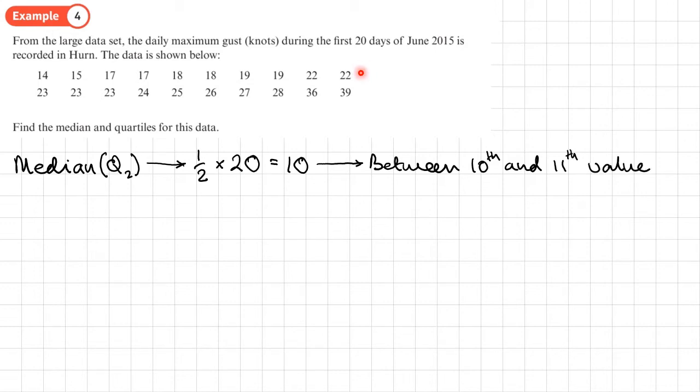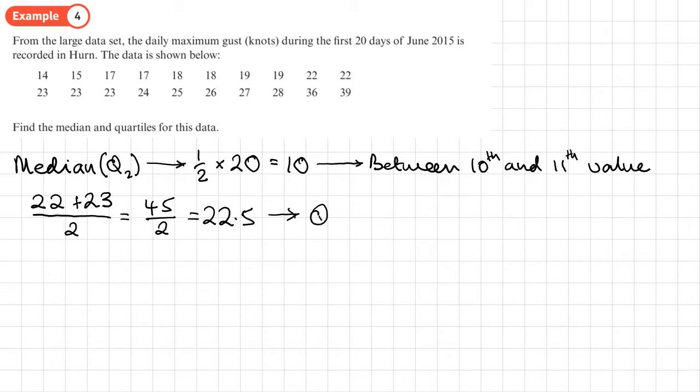So the 10th value is 22. That's this 22 here. The 11th value is 23. So we want to find the value between those. So we add those together, divide by 2. So that's 45 divided by 2. So we're going to get the median as 22.5. So just write down Q2 equals 22.5.